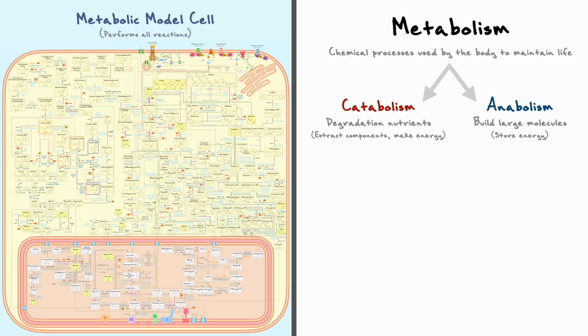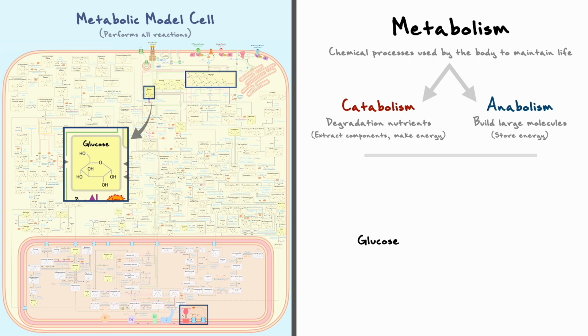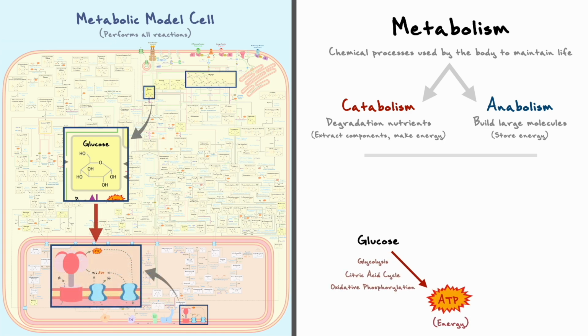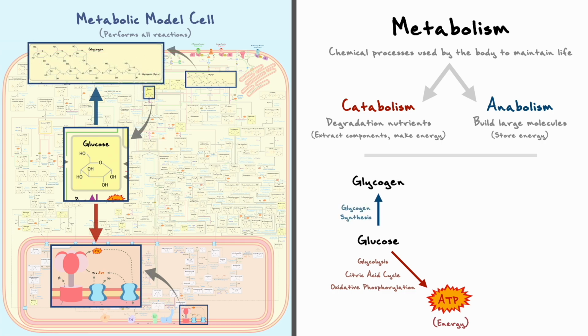of storing energy. As a quick example in our model cell, when one consumes food that contains glucose, this glucose gets absorbed in cells and can either be degraded via glycolysis, the citric acid cycle and oxidative phosphorylation, to produce energy in the form of ATP, or it can be used to form a longer chain of glucose residues, called glycogen, to store that unneeded energy.